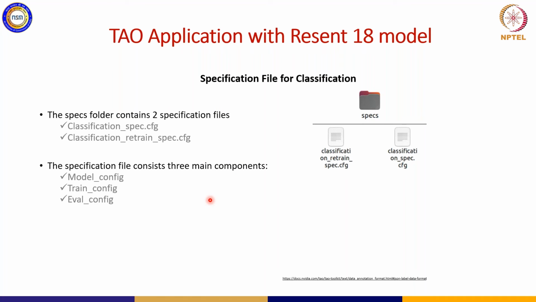Now the specification file, the specs. There's a folder called spec, and that folder consists of two files: the classification spec and the classification retrain spec. When you want to train, you use the classification spec, and you configure that one for training. After you've trained, when you intend to prune and then retrain, you use the classification retrain spec. Each of these is divided into three segments: the model configuration, the train configuration, and the evaluation configuration. So I will show you the internal structure now.